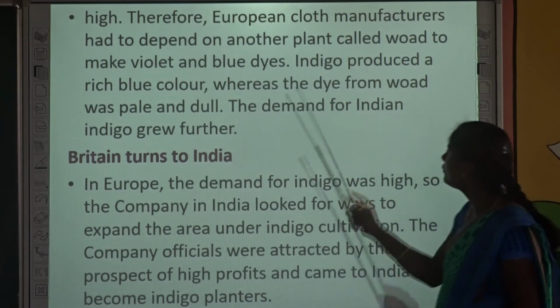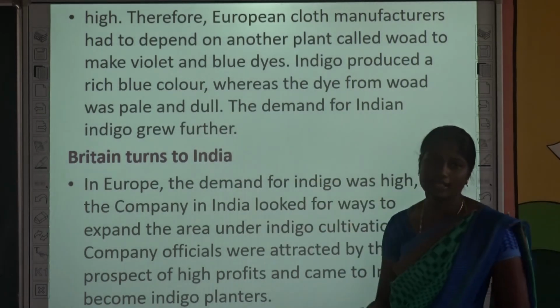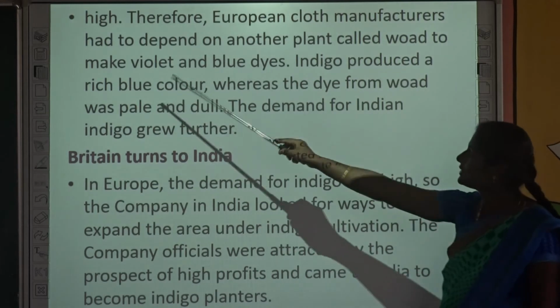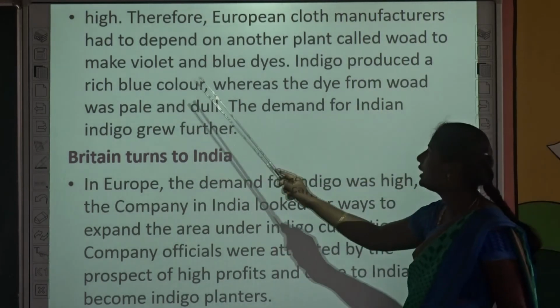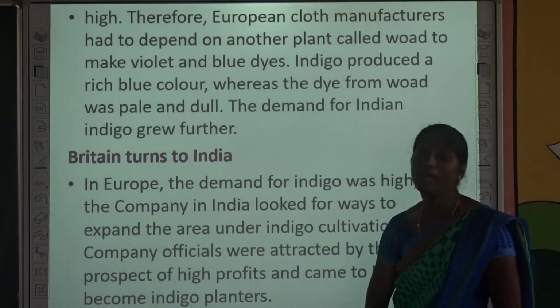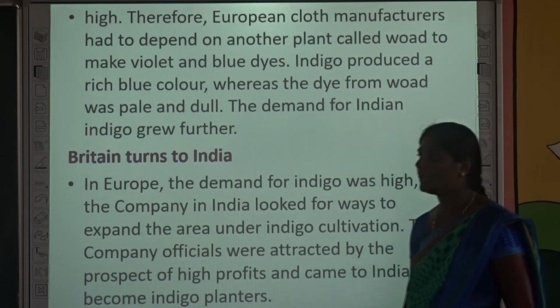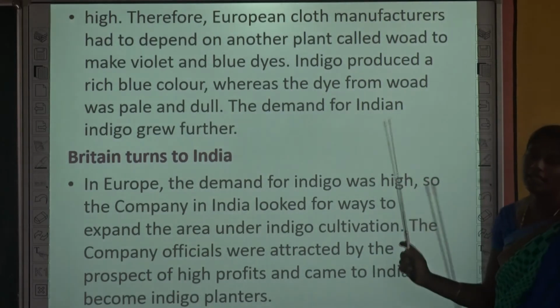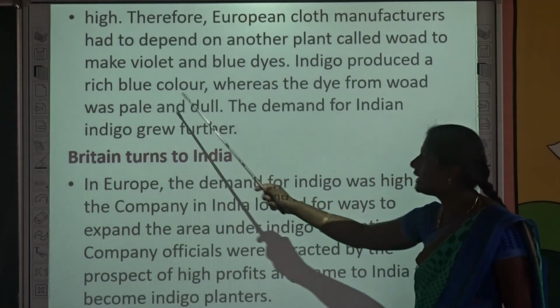European cloth manufacturers had to depend on another plant called woad, which gives violet and blue dyes. Indigo produced a rich blue color, whereas the dye from woad was pale and dull. The indigo plant cultivated in India gives a rich blue color, but the alternative plant does not give that good a color.